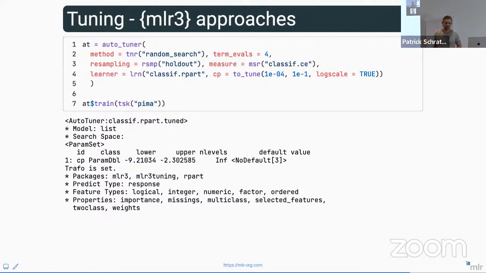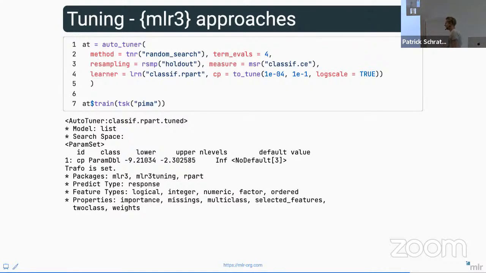And this auto-tuner, how can you create it? So that's how it looks like. You give it a method, a resampling method, a tuning method. You say, for example, you want to terminate the tuning after 4 evaluations. Of course, the auto-tuner relies on a normal learner in the first place, so you need to tell it. And here you need to specify which parameters to tune. So for example, here, this parameter, we give it a range for the tuning space. We say, okay, we want to do this on a log scale. And this then creates the auto-tuner.